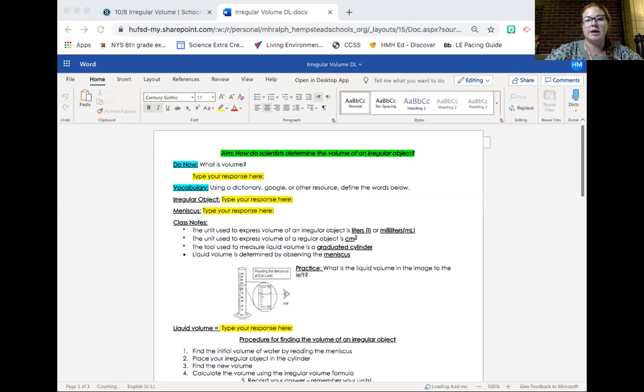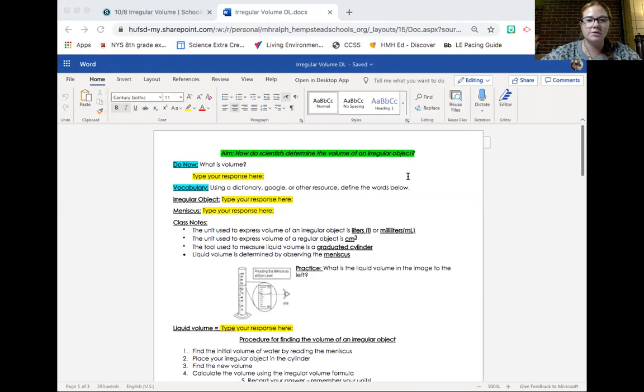So some notes for today. The unit used to express volume of an irregular object is liters or milliliters. The unit used to express volume of an irregular object is centimeters cubed. So the unit used to express volume of an irregular object, this should say liquid, and I will change that in the PowerPoint that I post. But the unit used to express volume of a liquid is liters or milliliters. That's what that should say. And then this one, let's just edit it right here. The unit used to express volume of a liquid. Sorry about that, guys.